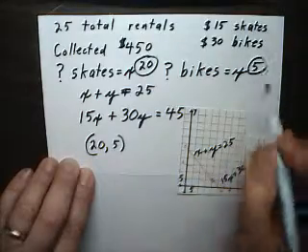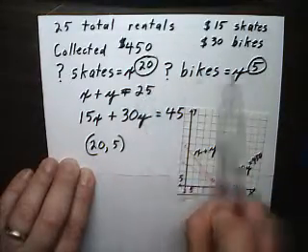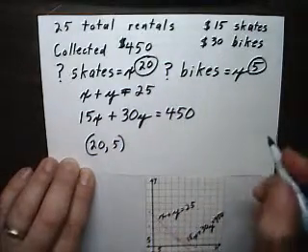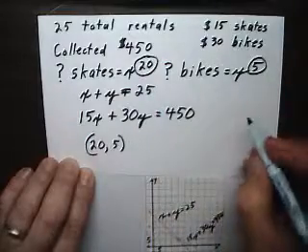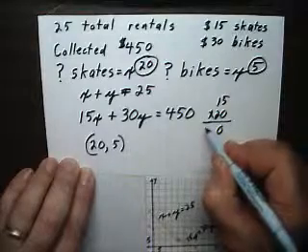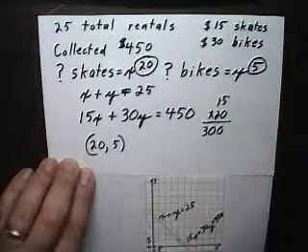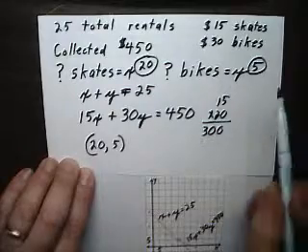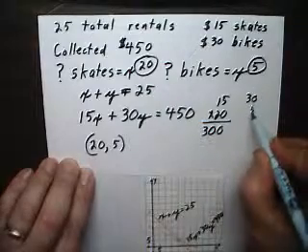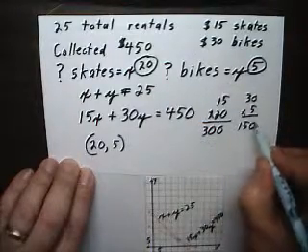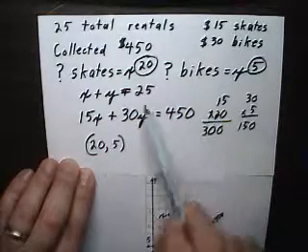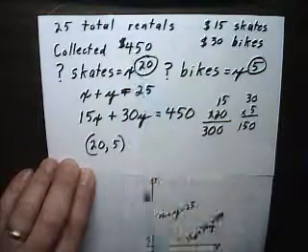So far, one piece of information seems to check. I had 25 rentals altogether. Now the skates were 20. There were 20 skates at $15 each. So this is the amount of money I got for the skates, $300. And there were 5 bikes, and 5 times 30 is 150. So I got $150 for the bikes and $300 for the skates, and altogether that adds up to the $450.